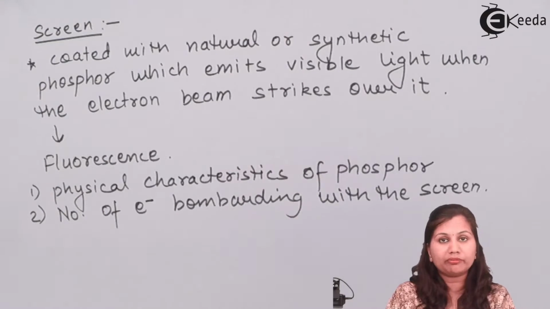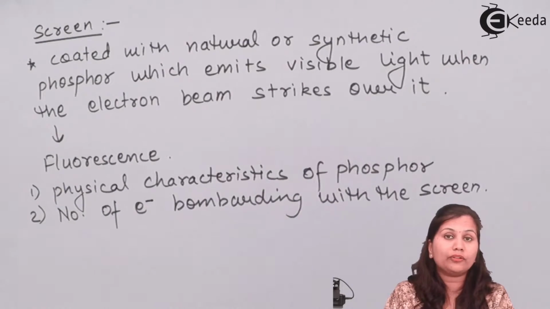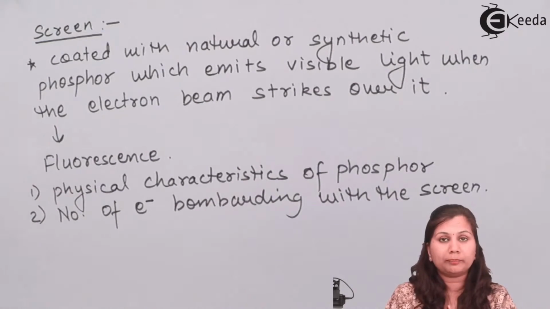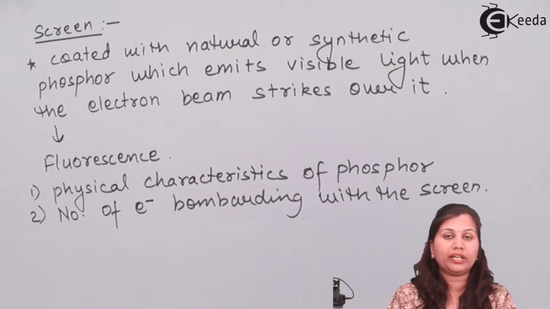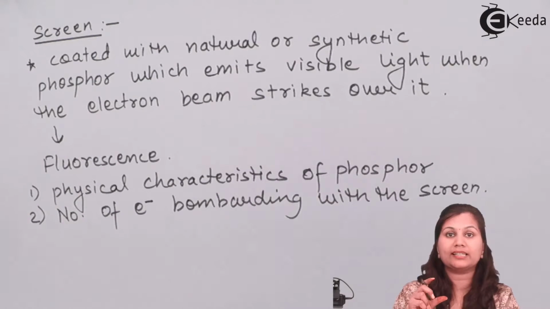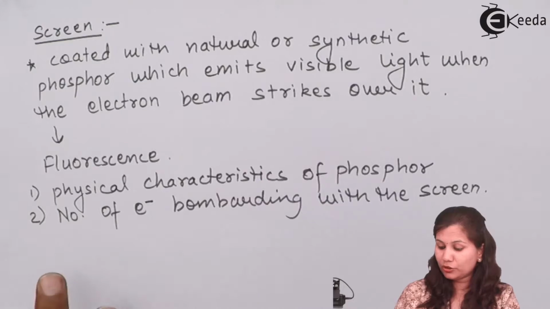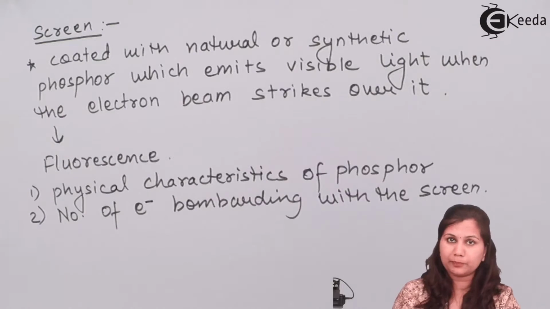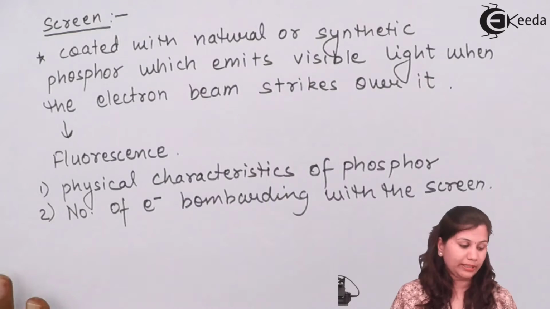If there are more number of electrons, then the intensity of the luminous spot which is produced on the screen will be more. Okay, and on the panel of the CRO also we are having a control which is known as the intensity control, which is used to change the intensity of the luminous spot. So that was the screen part.